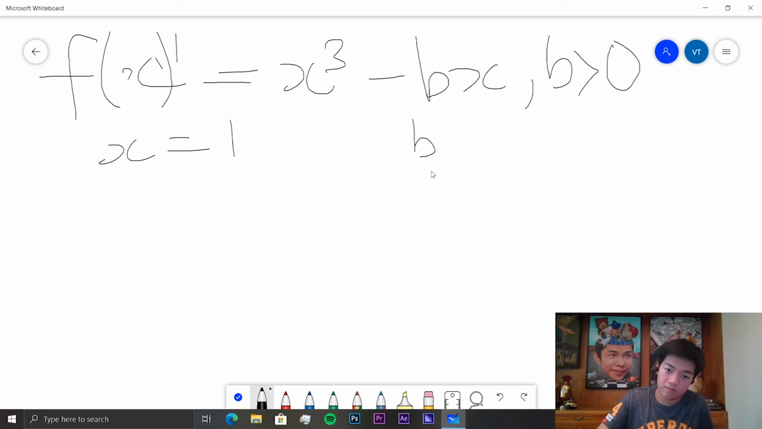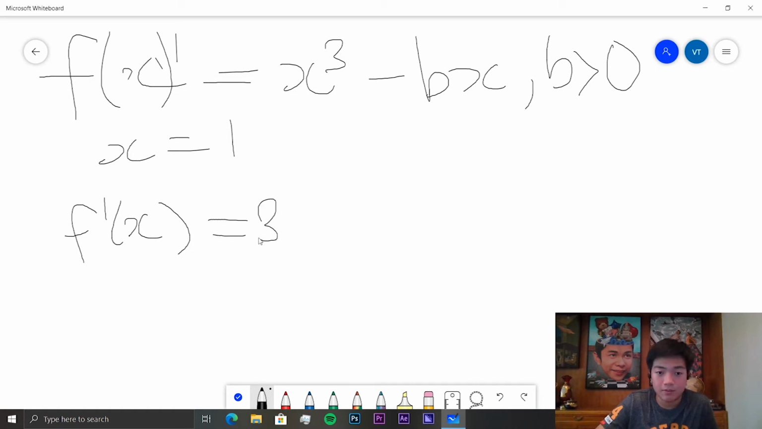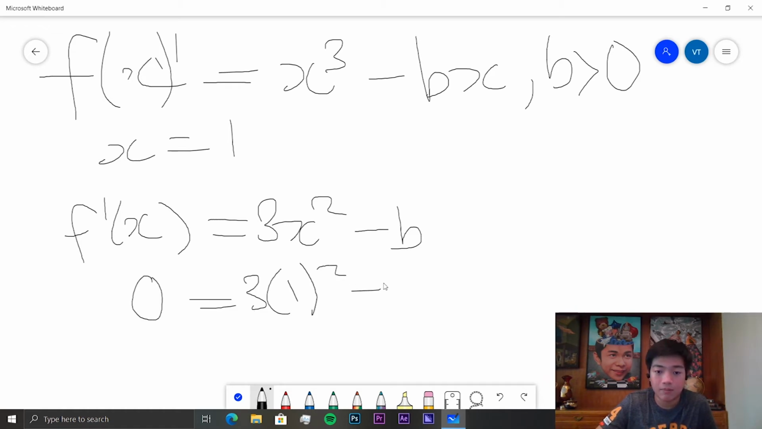First we want to find the value of b. We can do that by getting the derivative of this. So we know that f prime of x will be equal to 3x squared minus b. And there's a turning point at x equals 1, so we have 0 is equal to 3 times 1 squared minus b. And so b should therefore equal 3. So b is 3, so we can replace b here with 3.